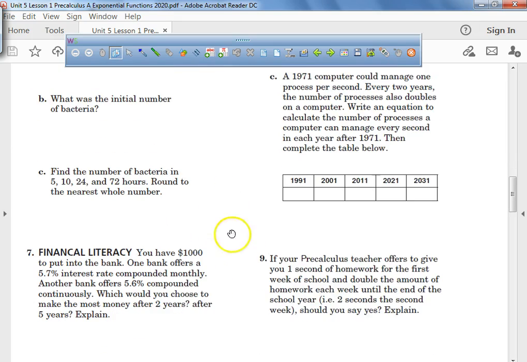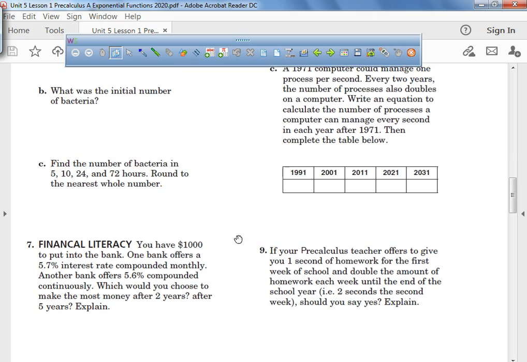All right, I'm going to move down over here. Ooh, you have $1,000 to put in the bank. One bank offers 5.7% interest compounded monthly. Another bank offers 5.6% compounded continuously. Which would you choose to make the most money after 2 years or after 5 years?